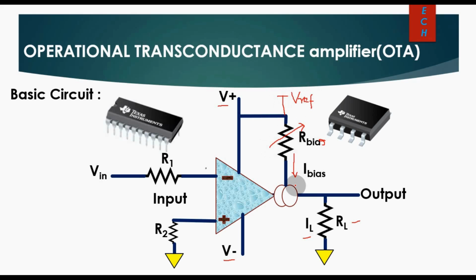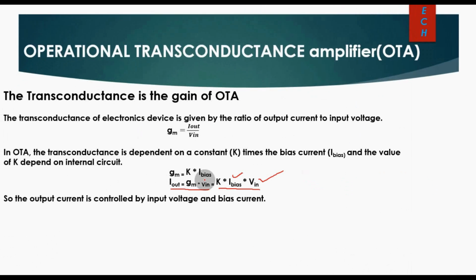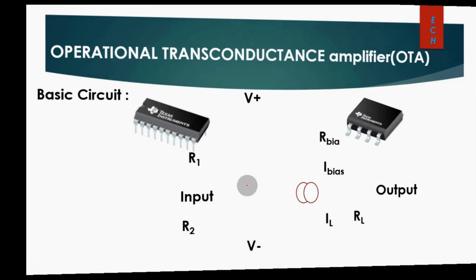So hope you understand the operation of the operational transconductance amplifier, that is OTA, how it looks, what the symbol is, what the transconductance is, and what parameters need to be taken into account to find the value of I out. We have already seen in the previous slide that I out equals K into I bias into V in.